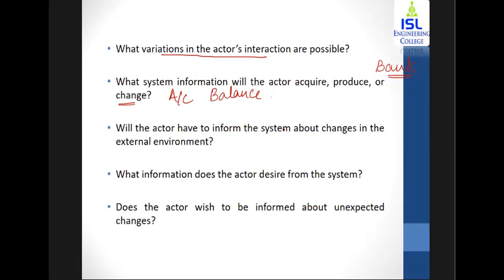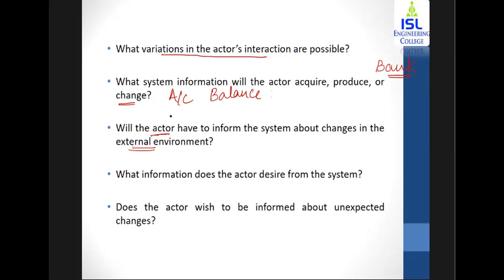Will the actor have to inform the system about changes in the external environment? Now if there are any changes within the external environment, whether that needs to be informed, that needs to be identified. That is, whether the actor is responsible for reporting any changes within the external environment. Whether that is the job of the actor, that is going to be identified.